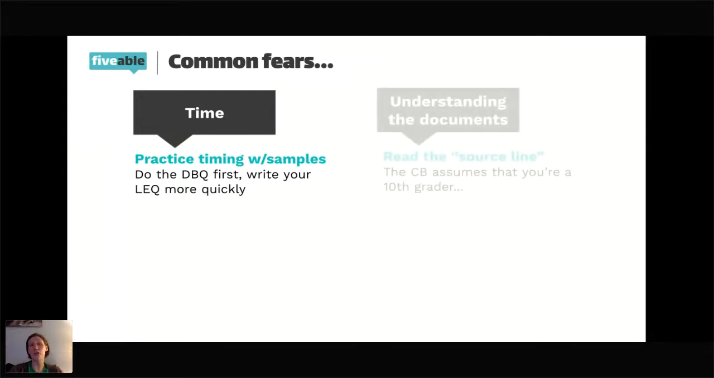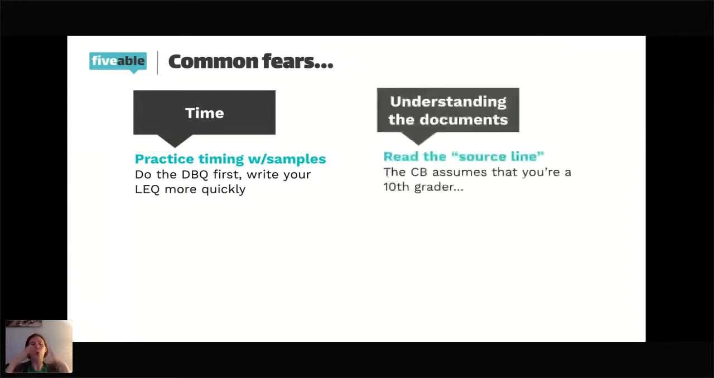Second concern people have is understanding the documents. Just like, what does this document even say? 2 tips for that. Tip number 1, read that source line.